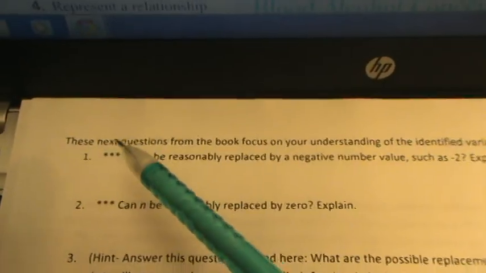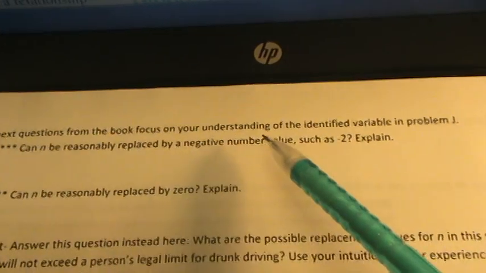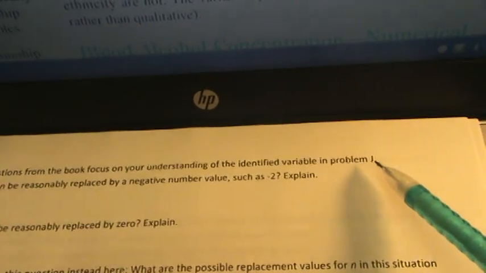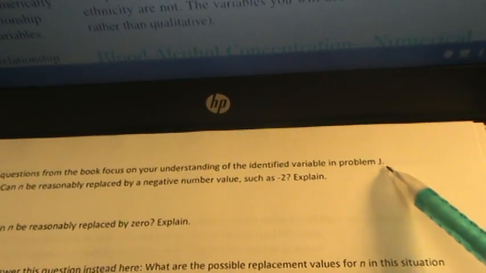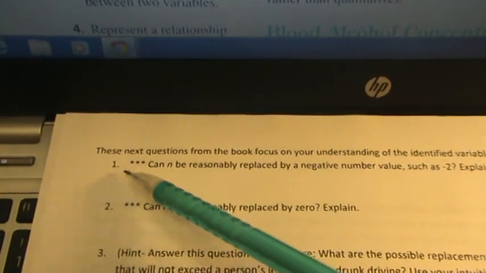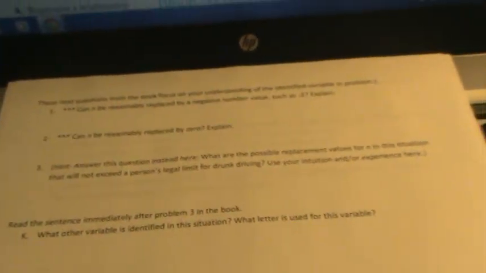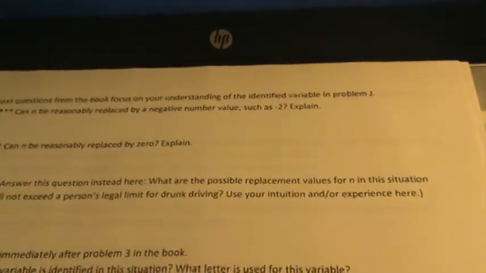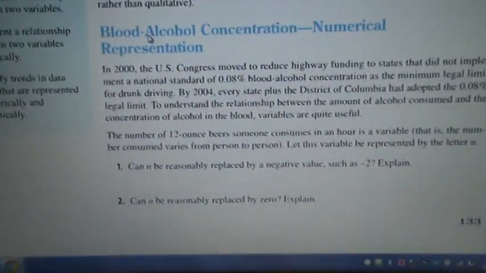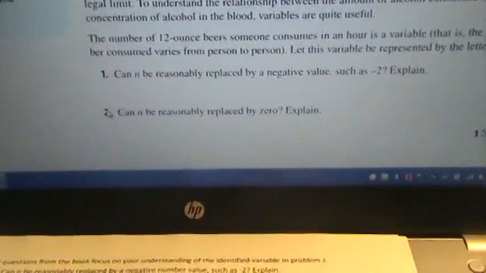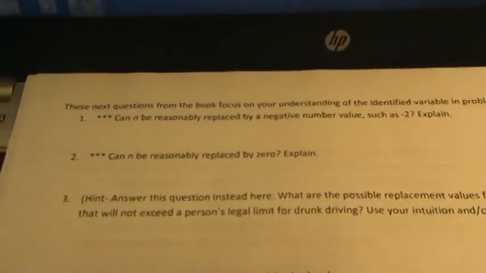And then on page 2, it says, these next questions from the book focus on your understanding of the identified variable in problem J, which was on page 1. So after you get to J, you'll understand what that means, and then you'll proceed with questions 1 and 2. Questions 1 and 2 are the same as in the book. Sorry, I scrolled without you looking with me. So here are questions 1 and 2 in the book. They are exactly the same as these.